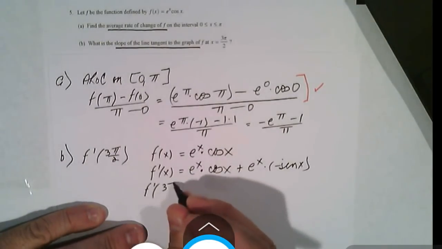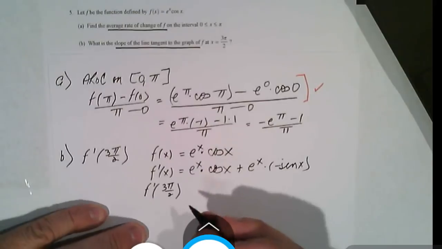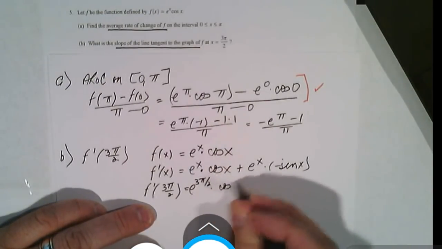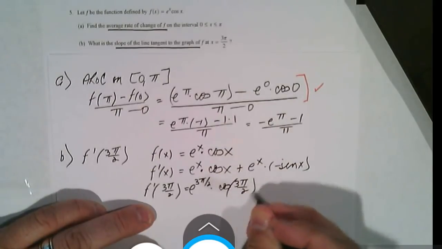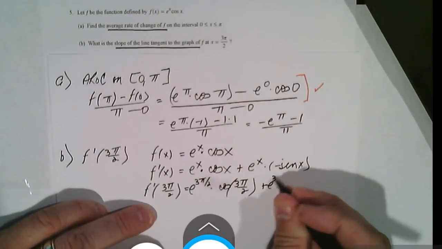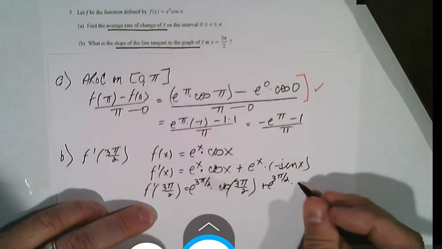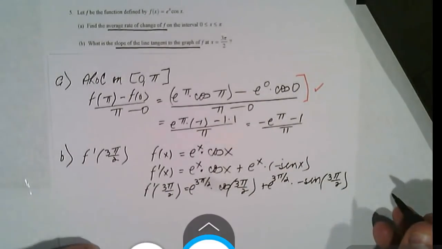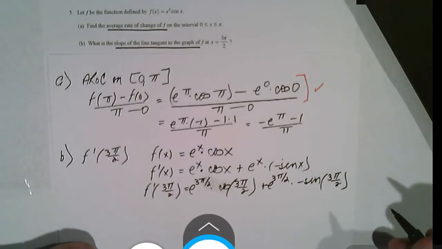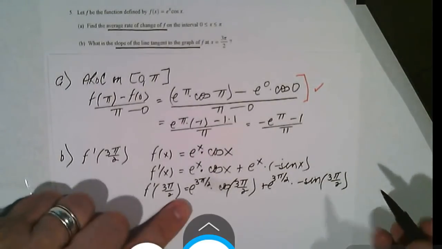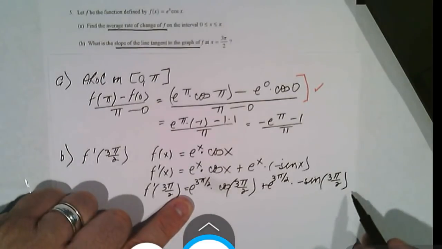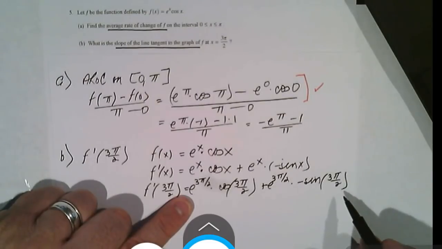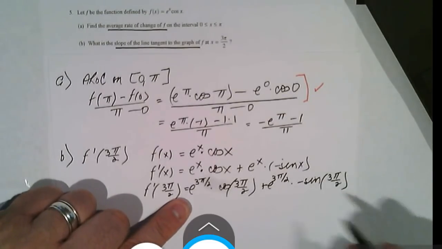Now you need to evaluate your derivative at 3 pi over 2. So this is e to the 3 pi over 2 cosine 3 pi over 2 plus e to 3 pi over 2 times negative sine of 3 pi over 2. And we've talked about it before. You know what I'm going to tell you to do. If everything is a number, stop. If you do decide to go further, it better be perfect.